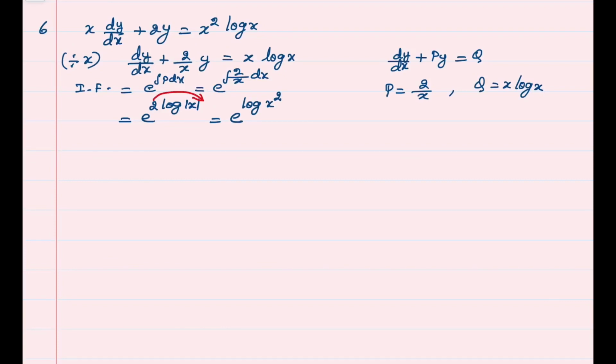Because of x square, I didn't write the absolute value sign. Now we can cancel e and log functions. The answer becomes x square. Let us write the solution formula.